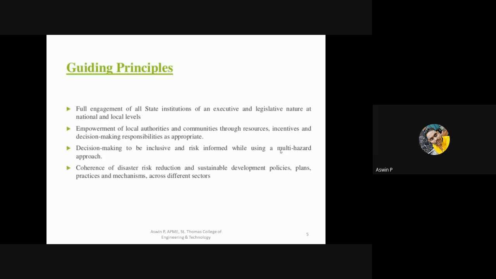That is, decision making should be taken care of whenever we are planning for disaster management. According to the Sendai framework guiding principle, decision making should be inclusive and risk informed while using a multi-hazard approach. Whenever we are making a decision on disaster management, we should communicate it with the affected or vulnerable community. We should take their suggestions too while we are taking a decision. Then only will that protect all their needs.